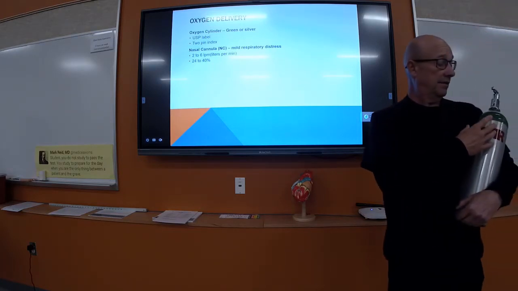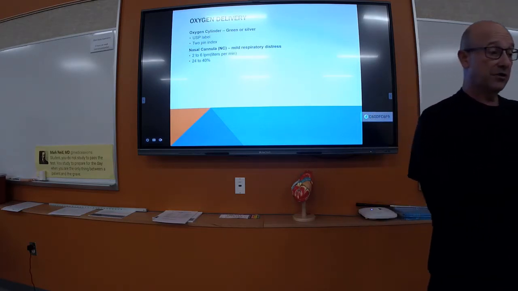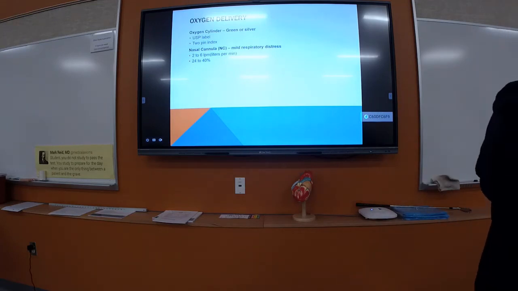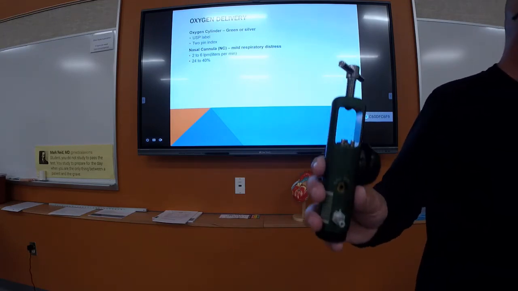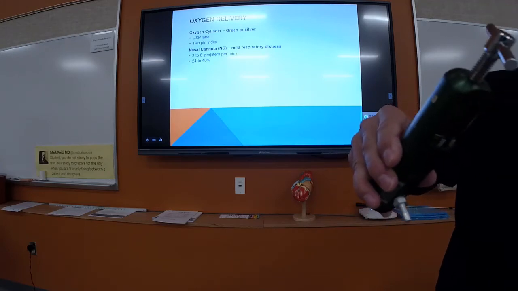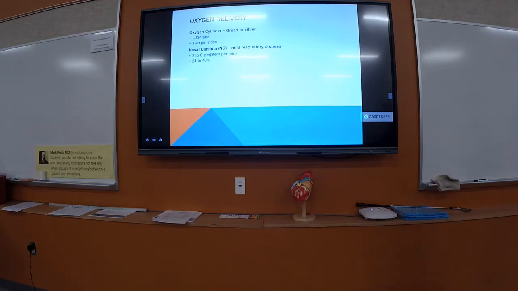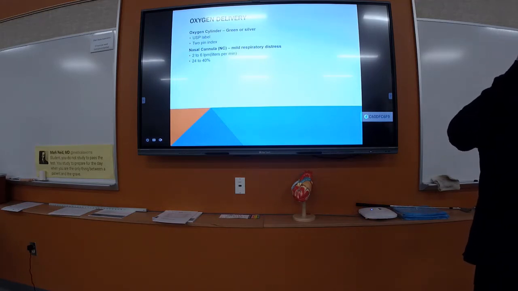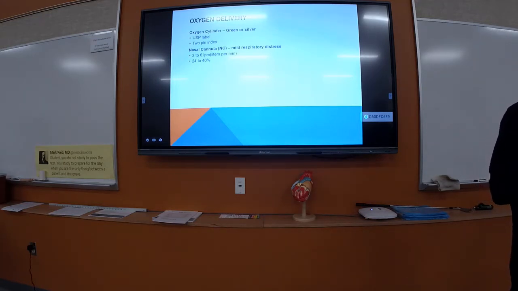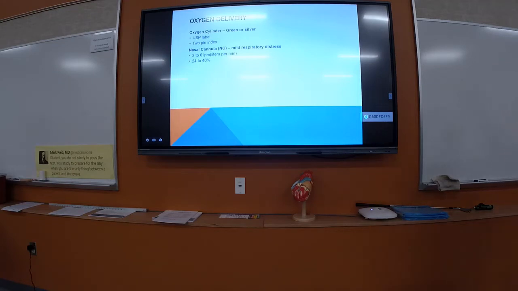So we have the color, the label, and the 2-pin index system, which matches up with the 2 pins on the regulator. What the regulator does is regulate the oxygen coming out of the cylinder at 3,000 psi, pounds per square inch, and regulate it down to something that's breathable.